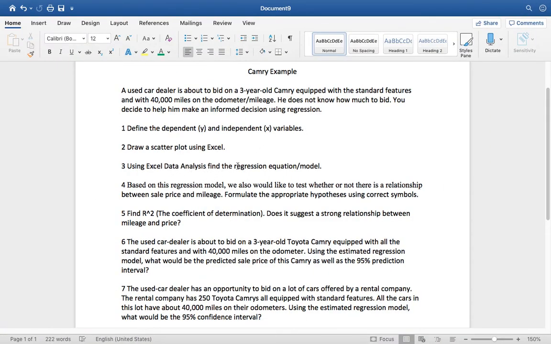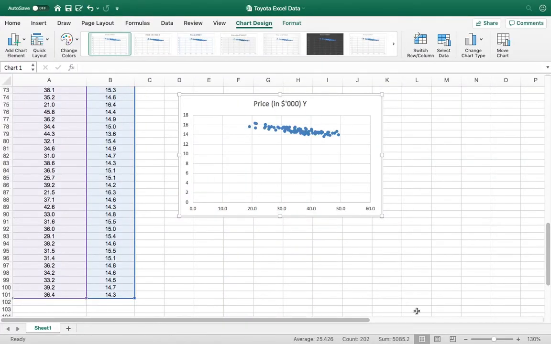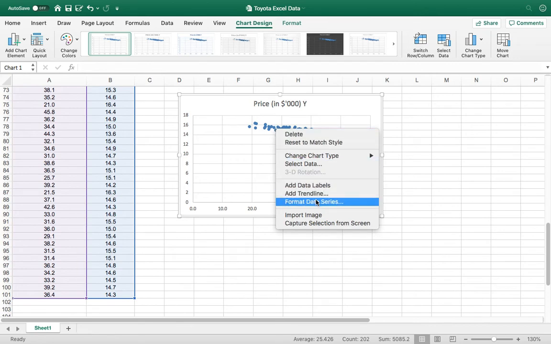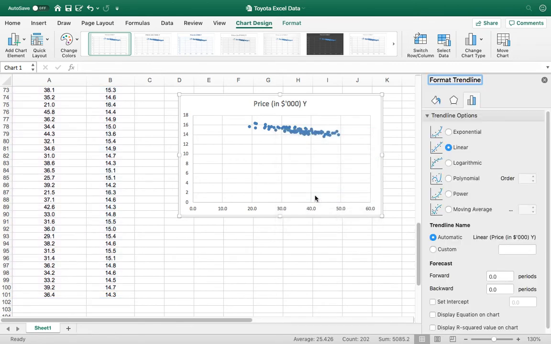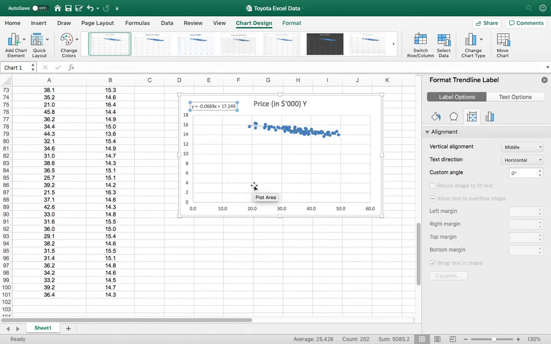Using Excel data analysis, find the regression equation. What we can do is click on any one of these points and go down to add a trendline, and not only will it add the best fit straight line through that, the points are so closely knit you can hardly see it, but it starts at this point here and goes to that point there. We could also display the equation on the chart, so it's a bit hidden, so let's move it to here. So that's the regression equation.